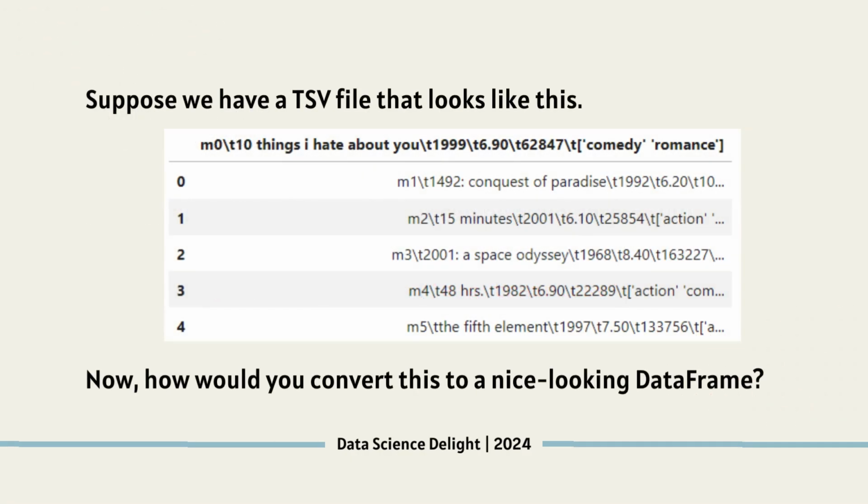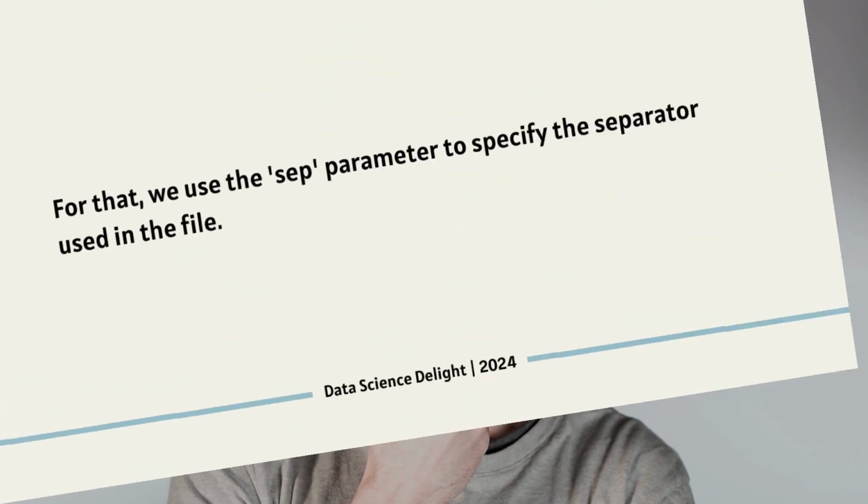Suppose we have a TSV file that looks like this. You can see that all the values are separated by tabs, but they are represented in a single column. Do you think this is a clear data frame? Can you infer anything from it? No, right? To transform this into a nice looking data frame, we use sep parameter.